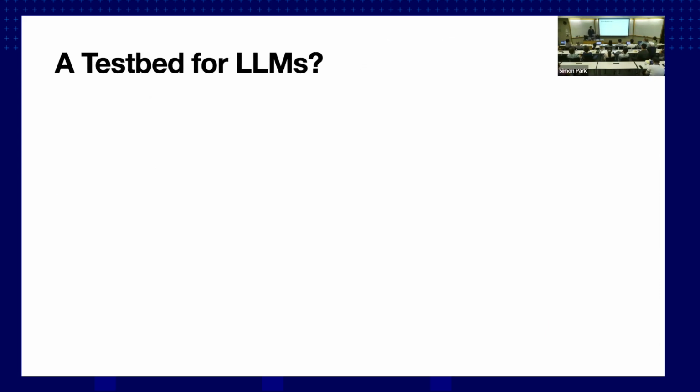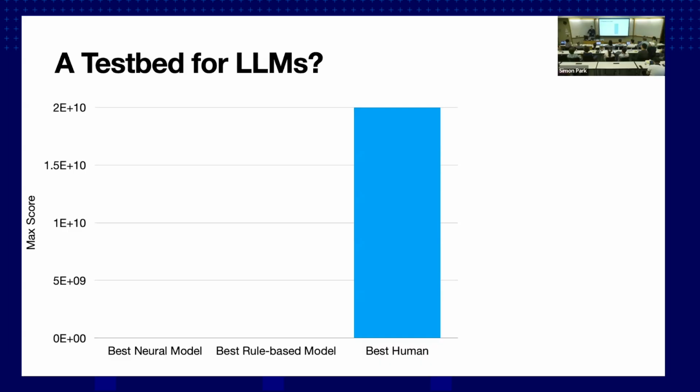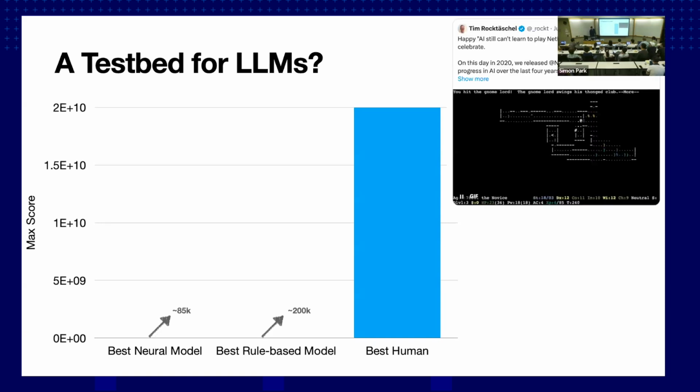I'll end with this slide, which says that NetHack is very complex and maybe could even act as a benchmark for language models, tying in a little with Ofir's talk. This is what the current state looks like for NetHack. Here's the best human, note the scale here. You might be waiting for me to plot the other models, but they're already on there. This is the gap. They're around 85,000 and 200,000. These are max scores, but best humans get like 20 billion. So it's a massive difference.